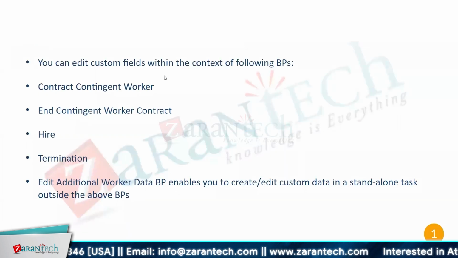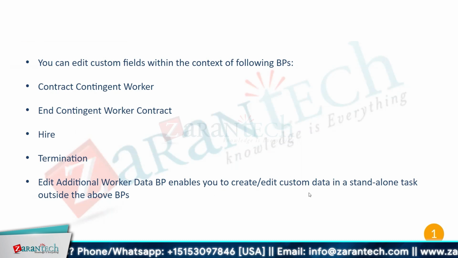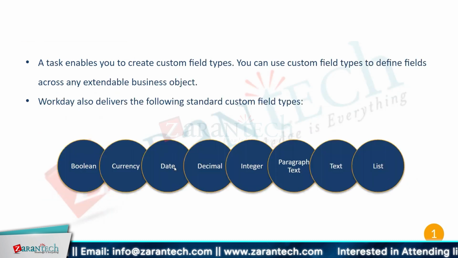You can edit custom fields within the context of the following BPs, such as contract contingent worker, end contingent worker contract, hire, termination, like edit additional worker data. BP enables you to create, edit custom data and standalone tasks outside the above BPs. So report a SOAP web-based service. A task enables you to create custom field types. So you can use custom fields to define fields across any extendable business object.